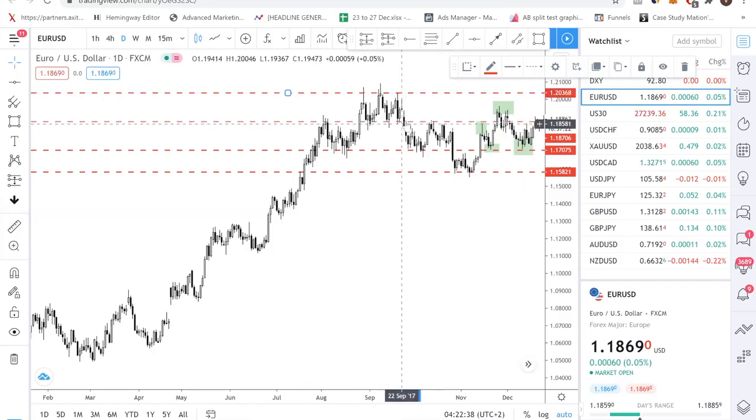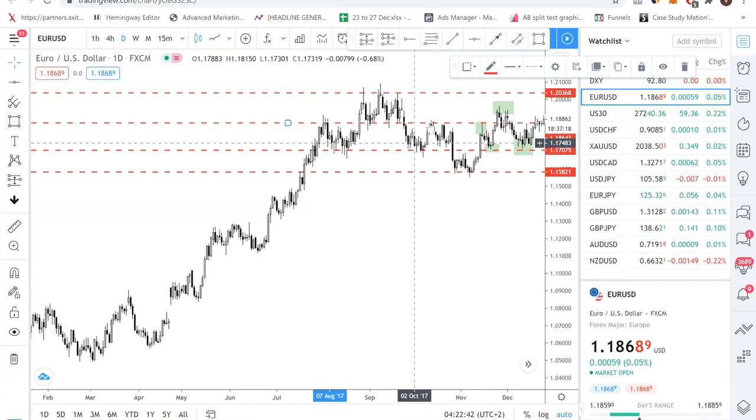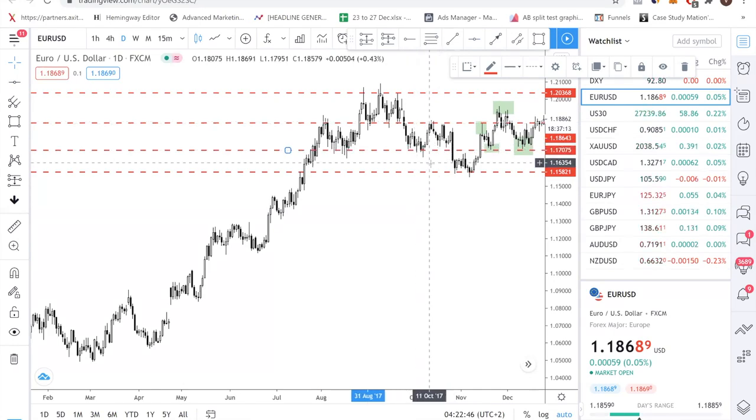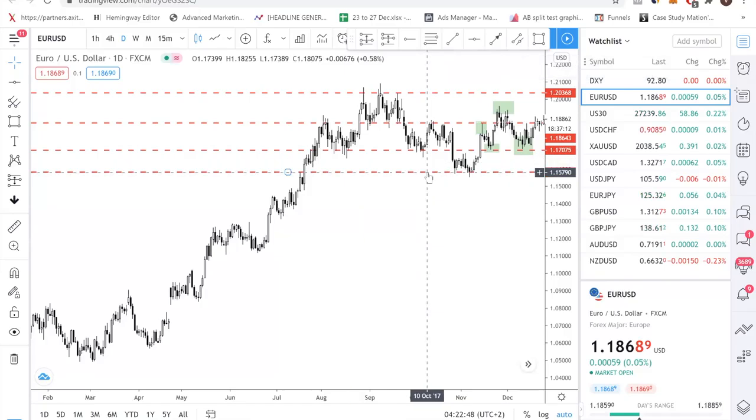This one I'll just adjust it again. Remember, do not overthink it. Just try to adjust it as best as you can. Remember, there's no perfect support and resistance level.